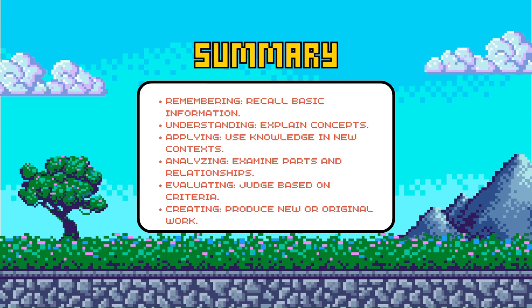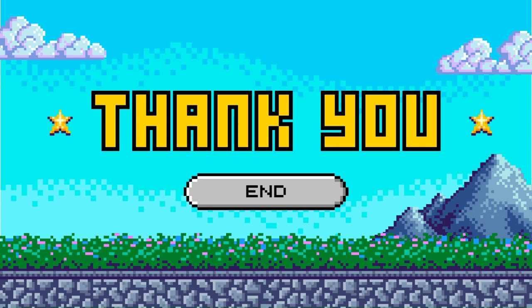And lastly, we have creating, which is the highest order of thinking, where new ideas are produced and generated based on a deep understanding of concepts, and where you produce new or original ideas. In essence, as you move up in Bloom's taxonomy, tasks become more complex and require deeper understanding. So once again, my name is John Robert Dituya from BSED English 1B.